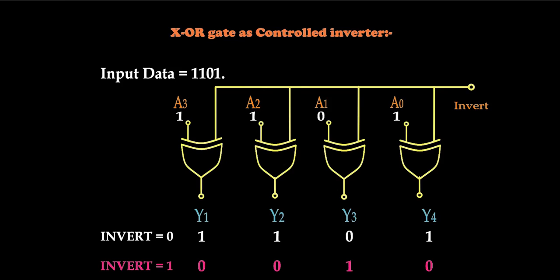So here, whenever the data is present at the A inputs, the output will be the same as the data if invert is connected to 0. And if invert is connected to logic 1, data will be inverted at the output. If invert is 0, then we will get the same data at the output. And if invert is connected to logic 1, all the data will be complemented at the output. So this will produce the ones complement of a data using 4 XOR gates. That is why it is called a controlled inverter.